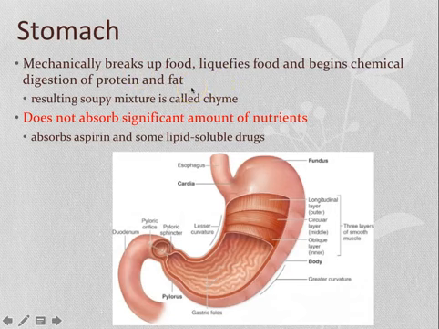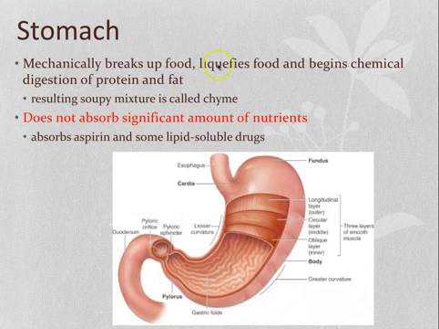So it's going to be really important that the stomach is able to churn all of that food that you ate so that the different enzymes and acids can actually break it down into a soupy mixture that we call chyme. Okay. In red here, it says it does not absorb a significant amount of nutrients.